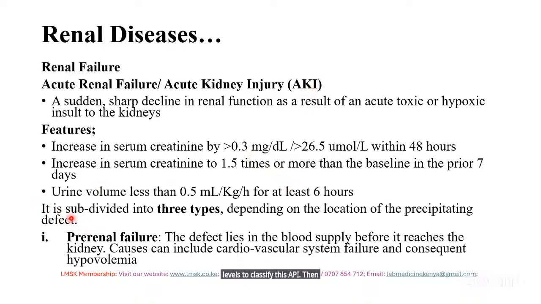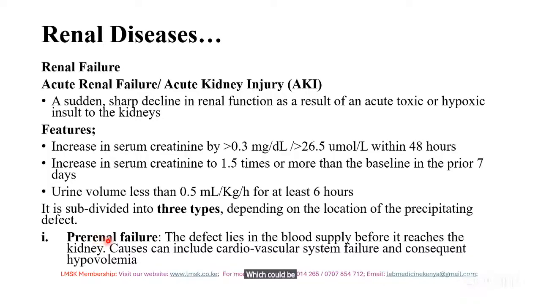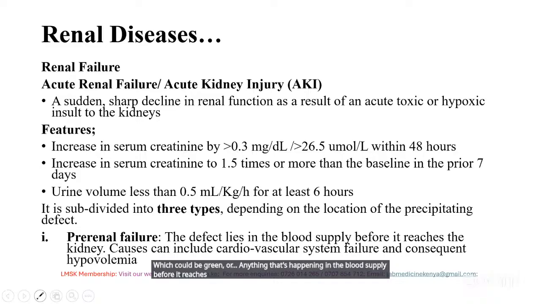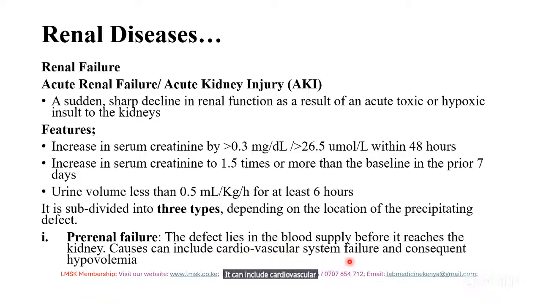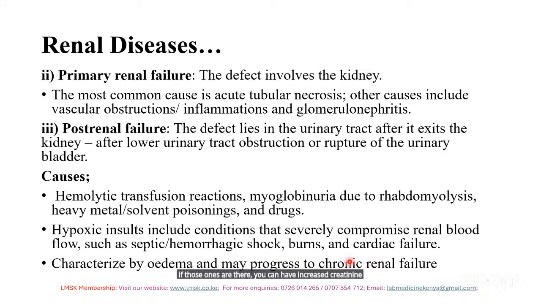Then it's subdivided into 3 parts depending on the location of the precipitating defect, which could be pre-renal. Anything that's happening in the blood supply before it reaches the kidneys, pre-renal, of course. It can include cardiovascular system failure and consequent hypovolemia. So if those are there, you can have increased creatinine levels and AKI. So another one is primary renal failure, which is the defect that involves the kidneys directly.